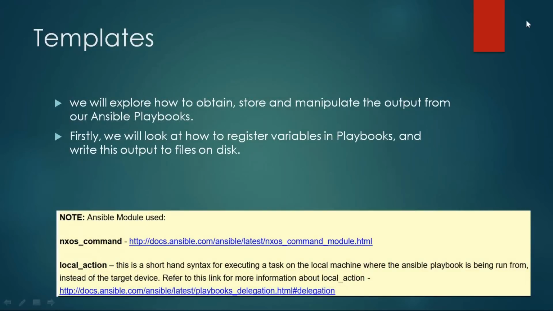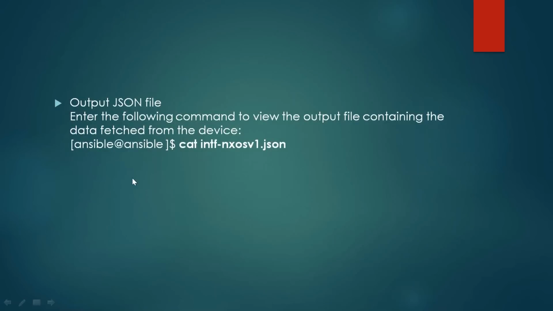In this section, I'm going to run one lab where you can see how we can store the output in JSON format inside the local destination. For this, you can go and refer to the link below. Say local underscore action. This is the shorthand syntax to execute a task on a local machine where the Ansible playbook runs instead of the target device. So let me show you this in the lab so you can understand more about this. For reference, you can go and check this link.